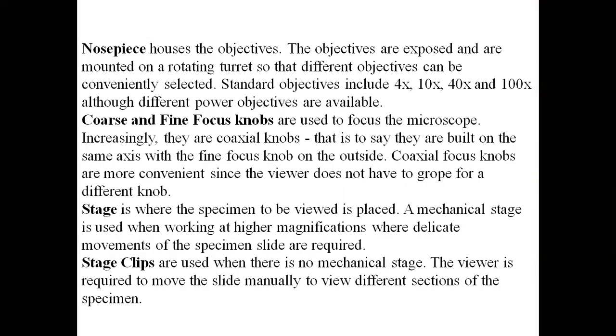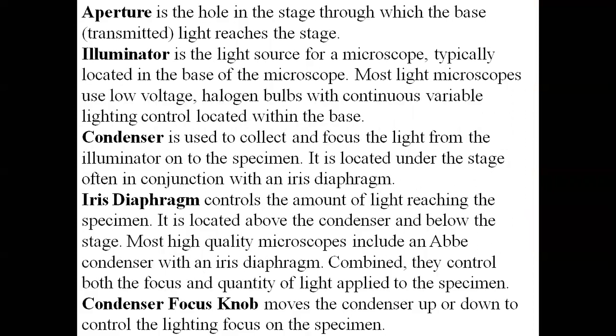Then you have your stage clips, which help you to hold your slides. Then you have the aperture, that is the hole in the stage through which the light reaches the stage. The illuminator is the light source for the microscope, typically located in the base of the microscope. Most light microscopes use low voltage halogen lamps with continuous variable lighting control located within the base.